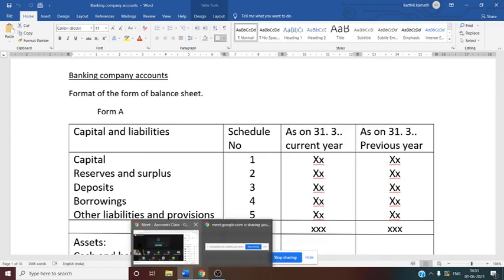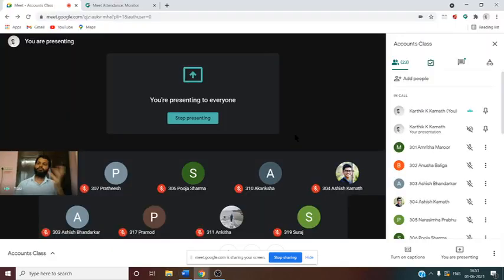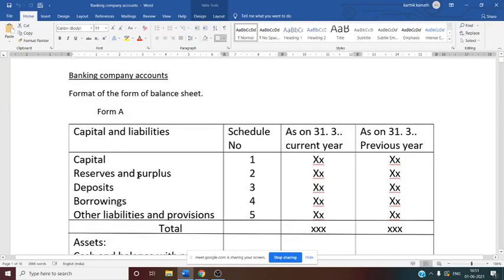There are various types of capital they will give you. Suppose there is an authorized capital. Authorized capital is the maximum amount of capital that the company can have. Then there comes paid up capital, and the paid up capital information you can see here. Then comes issued and subscribed capital. If there are any calls unpaid, you have to deduct them from this paid up capital. If there is any forfeiture of shares, you have to add it to this paid up capital. Finally you will get the capital.